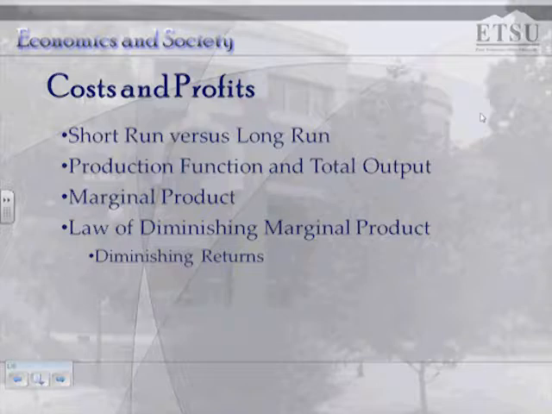And the long run is the period of time in which all production costs are variable. So all costs can vary. That means all production inputs can vary in the long run. Again, these are largely determined by contracts. We'll talk a little bit later on about the short run versus long run decision making process.